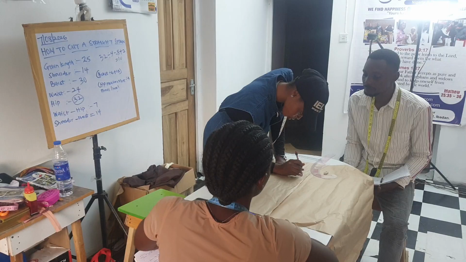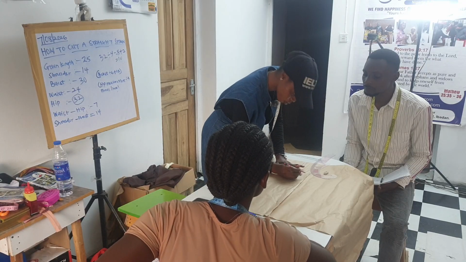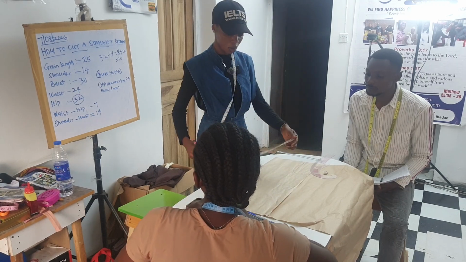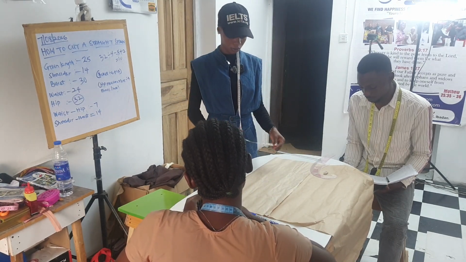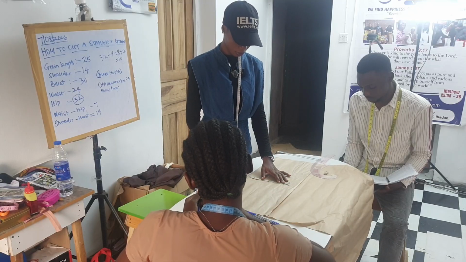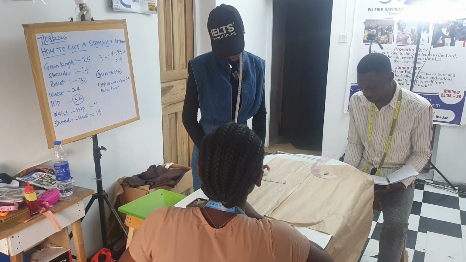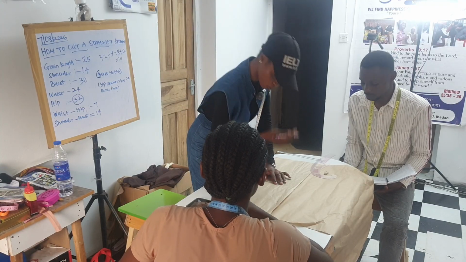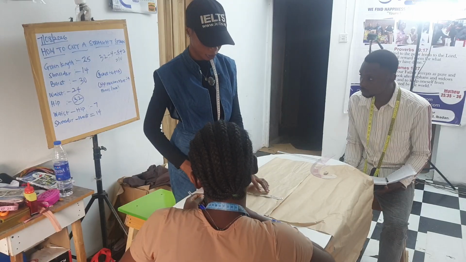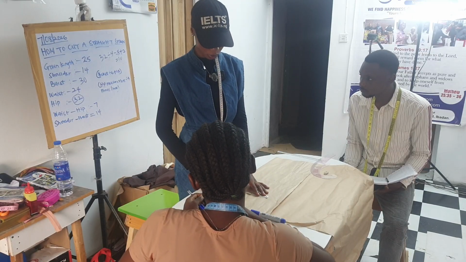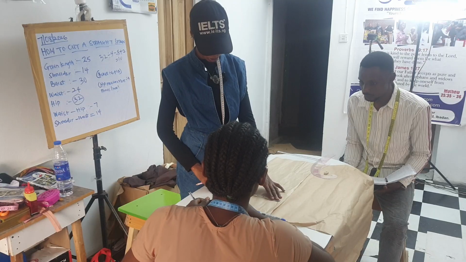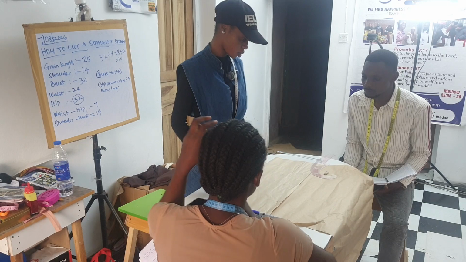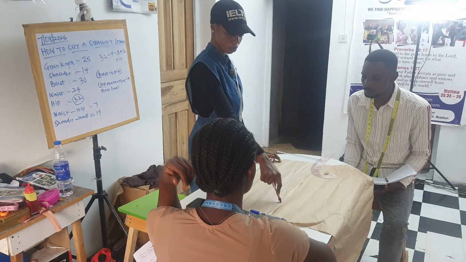This now. Our waist, 24 divided by 4 plus 1.5. Then our hip, 32 divided by 4 plus 1.5. And this is our bust, waist, hip.